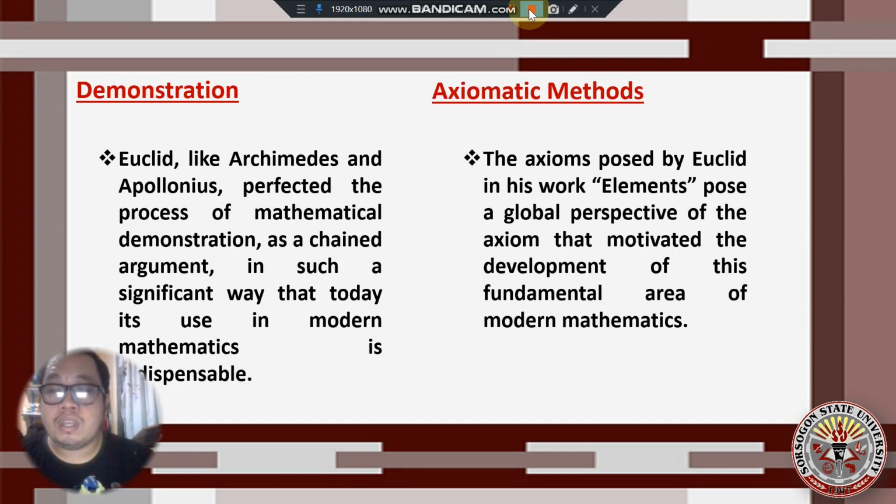Okay, next. Euclid, like Archimedes and Apollonius, perfected the process of mathematical demonstration as a chain argument in such a significant way that today its use in modern mathematics is indispensable. Now, as to axiomatic methods, the axioms posed by Euclid in his work Elements pose a global perspective of the axiom that motivated the development of this fundamental area of modern mathematics.